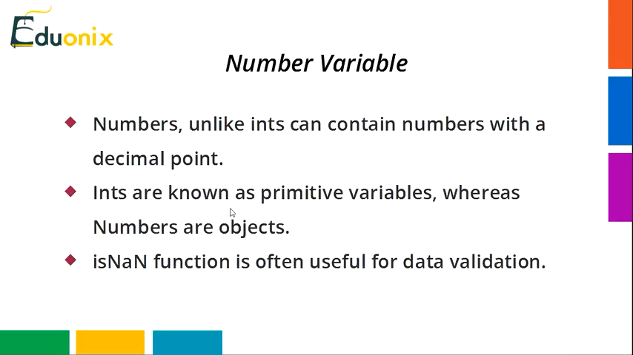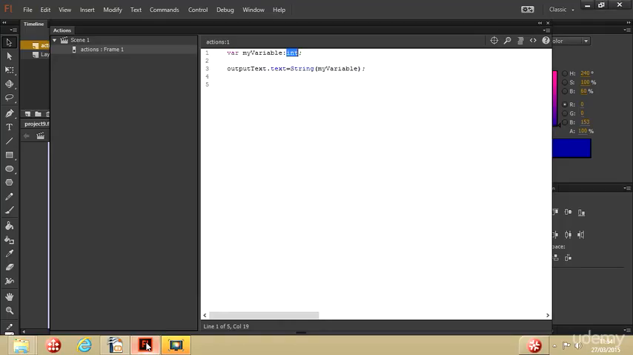Objects are kind of designed to have functions and properties associated with them, so they're more contrived variables. They're designed for specific functions, in this case to store a decimal point after the number, and they can have properties and functions associated with them, unlike primitive variables, which are purely data. I'll talk about the isNaN function in a second as well. So let's try making a number.